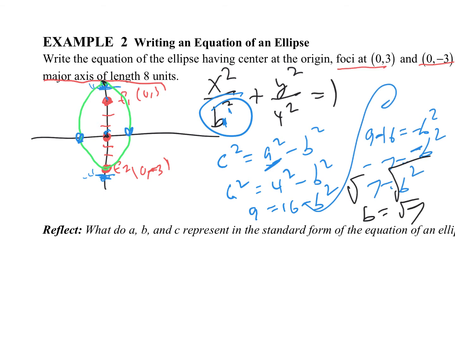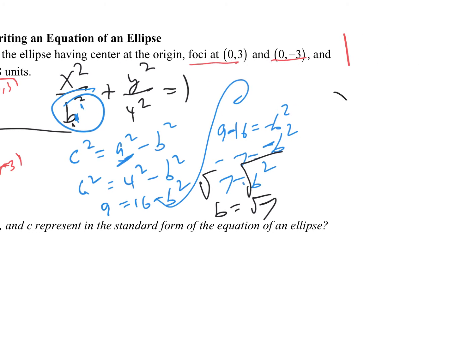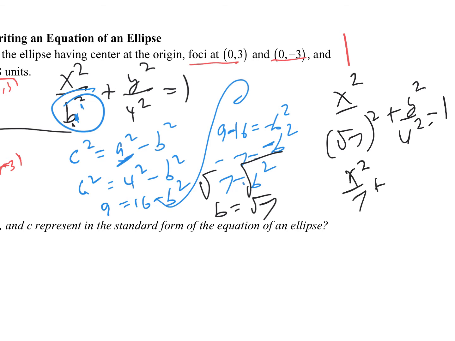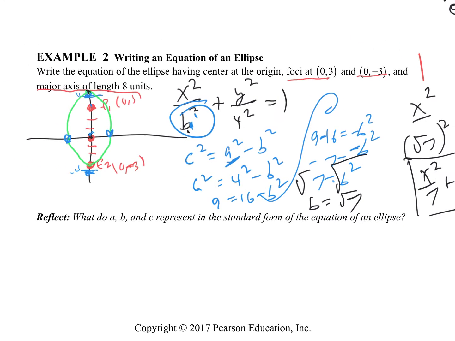But b doesn't go here unless you write, if I write x squared over the square root of 7 squared plus y squared over 4 squared is 1. That's fine. But remember, that turns into x squared over 7 plus y squared over 16 equals 1. So there is your equation that I'm sticking with.